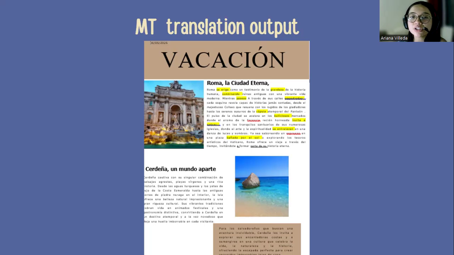The machine translation usually includes several issues, such as literal translations, unnatural phrasing, and incorrect interpretations of figurative expressions, like idioms. Because of this, I didn't rely on it completely. Instead, I used it as a base and then carefully checked and improved the translation manually.